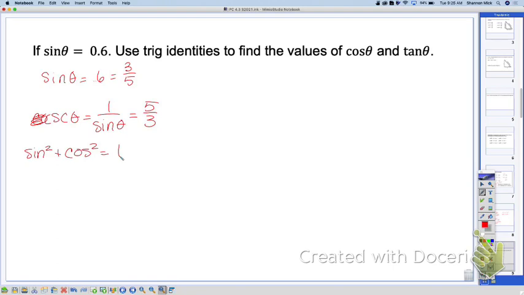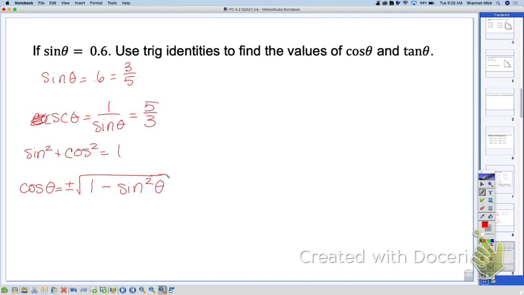And take the square root. So cosine of theta is going to equal plus or minus the square root, because these are squared, right? Of 1 minus sine squared. Because you're finding the square root of it, we have to do the subtraction before we do the square root.